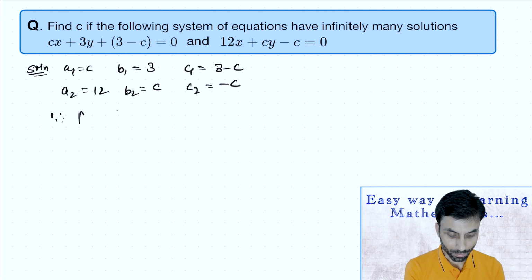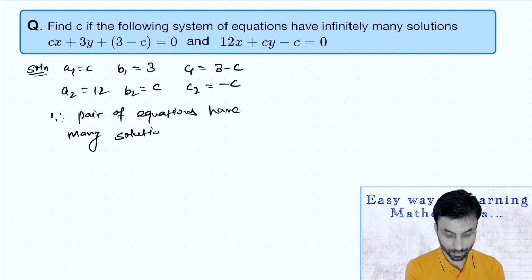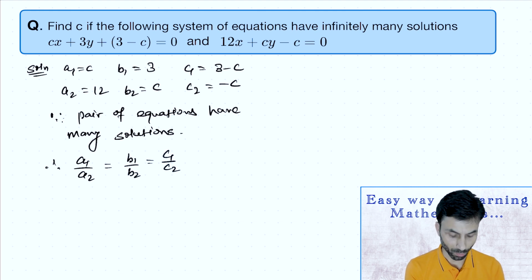Since the pair of equations has infinitely many solutions, therefore we can say A1 upon A2 will be equal to B1 upon B2, which will be equal to C1 upon C2. On substituting the values, we'll get C upon 12, which will be equal to 3 upon C, which will be equal to 3 minus C upon minus C.